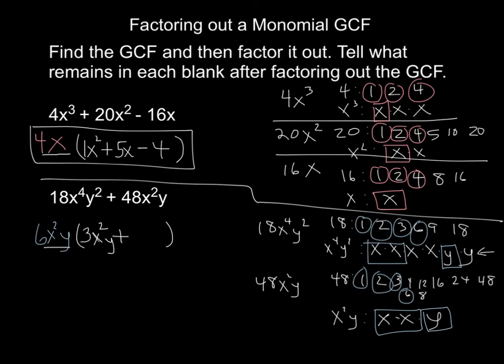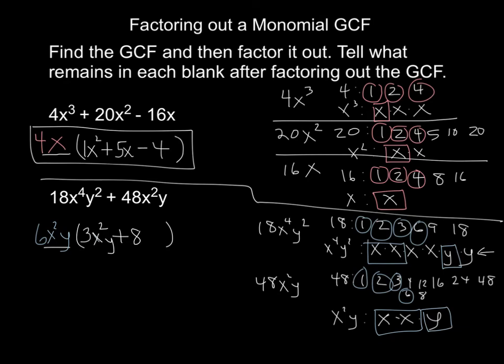And then 48, well 48 divided by 6, well 6 times 8 is 48, so an 8 here. We took out this x squared, all of it, so there's no x's left, and we took the y out as well. We factored that out, so there's no other y's. So we're actually done at that point.